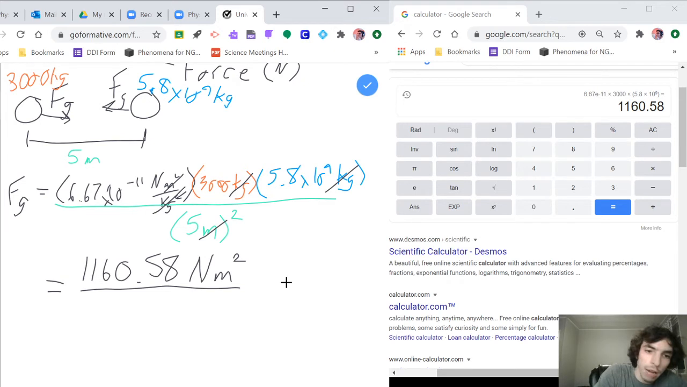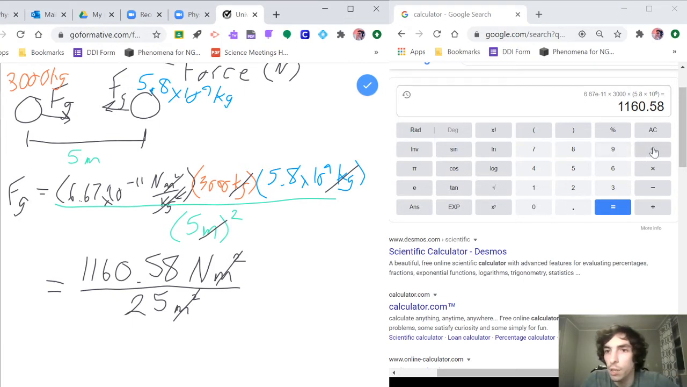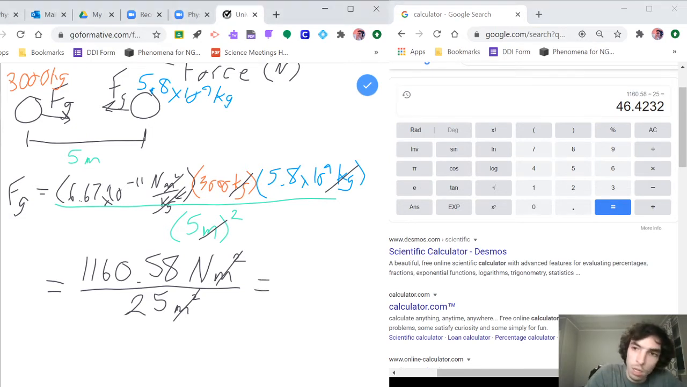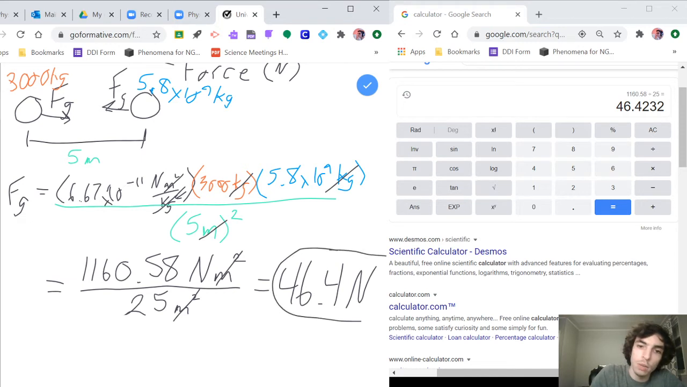But we know that 5 squared is going to be 25, and the units for that are meters squared, since we took our 5 meters and then squared that entire measurement. So our meters squared go away there. Let's plug this into our calculator. We have 1160.58 Newton meters squared divided by 25 meters squared to give us just 46, we'll round to 1 decimal because I'm running out of room, 46.4 newtons.